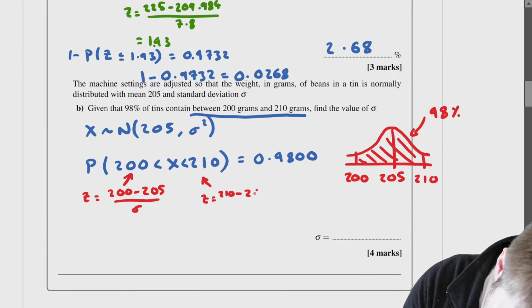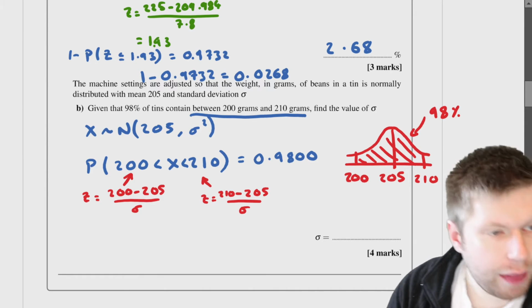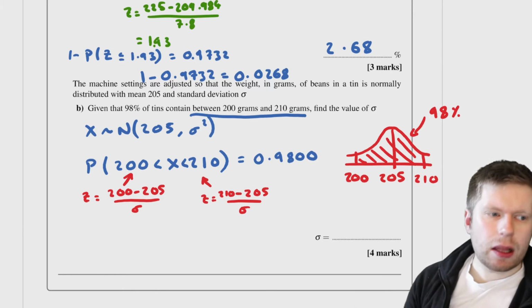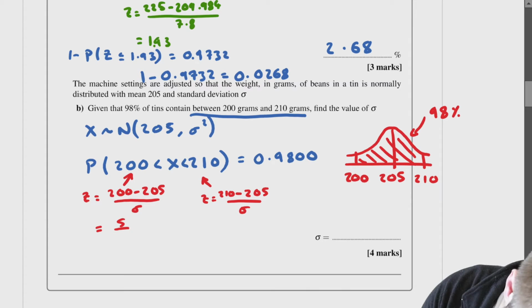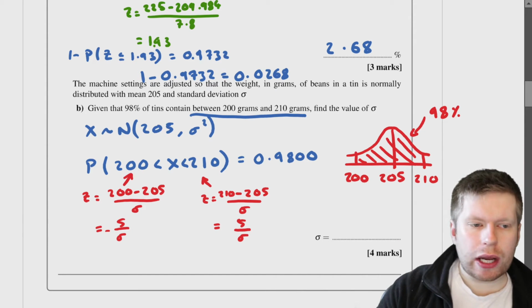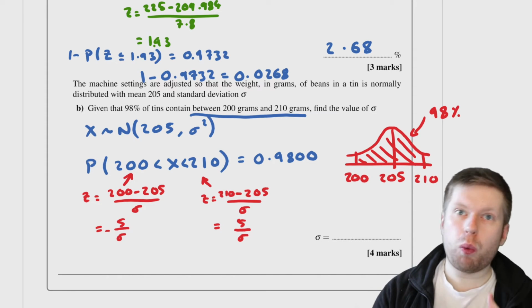Take away my mean, which is 205, divide by my standard deviation, which I just know is sigma, and that should come out as 98%. Now, if I'm just doing a little bit of simplification here, this thing should come out as negative 5 over sigma, and this thing here should come out as 5 over sigma. Now this is really interesting. When you have a situation whereby the standard deviations should just be one negative of each other.